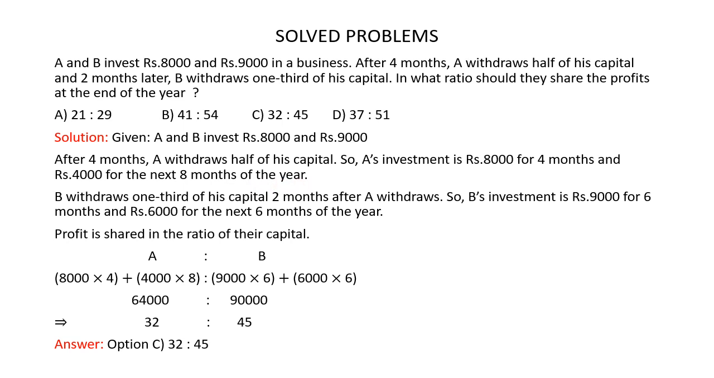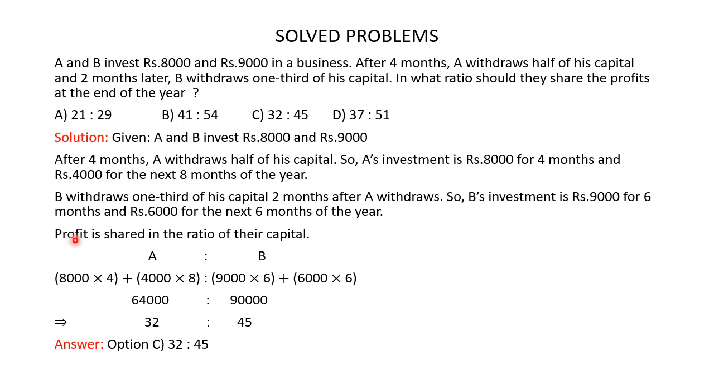Now it's also given that B withdraws 1/3 of his capital 2 months after A withdraws. So B withdraws 1/3 of his capital after 6 months. Now 1/3 of his capital is 9,000 divided by 3, which is 3,000. So B withdraws 3,000 rupees after 6 months. So the remaining amount is 6,000 rupees. Since the profits are shared at the end of the year, B's investment is rupees 9,000 for 6 months and rupees 6,000 for the next 6 months of the year.